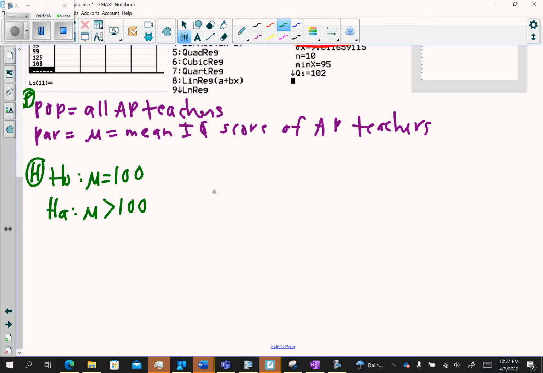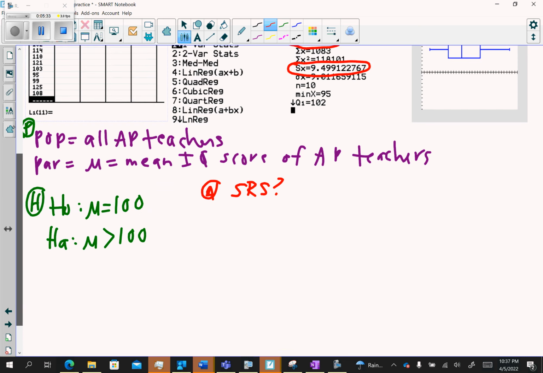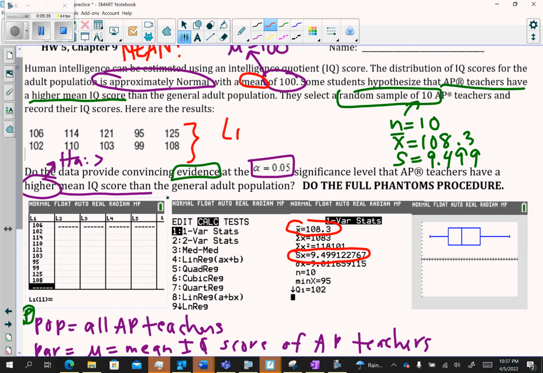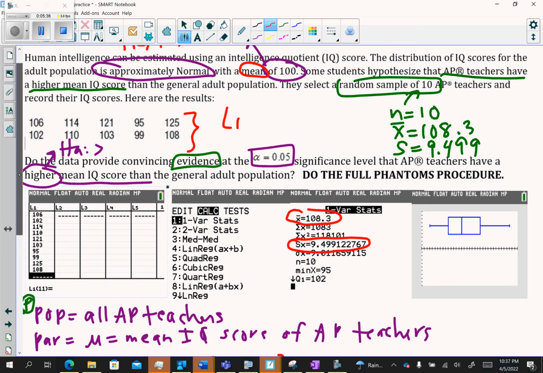So that's our goal. All right, so we have our null, we have our alternative, and now we are ready to proceed. And again, we could write this in words, but for the sake of time, I won't. Okay, so assumptions. Is it stated to be a simple random sample? Let's look back to the question. It said it was a random sample, okay?